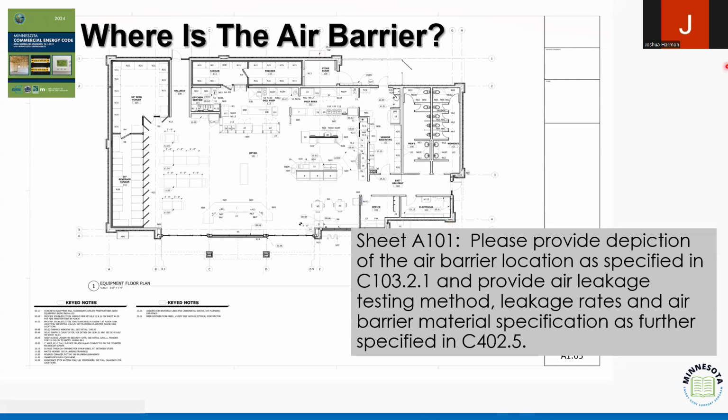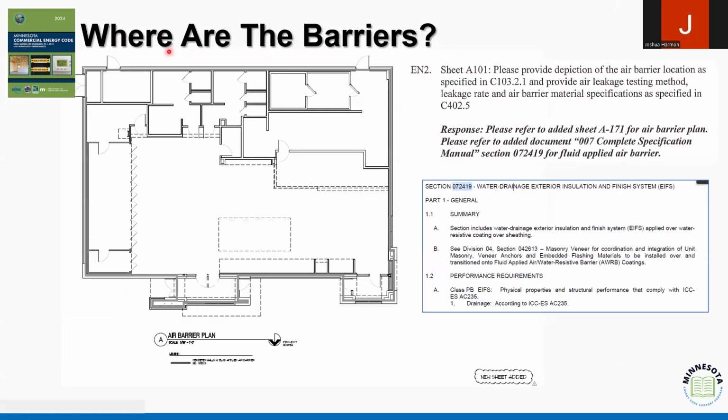I specify further, right? So when this plan went out, and this is why I used that one instead of correcting it to our normal Minnesota specific one, when that comment went out, this was the response. Please refer to the added sheet A171 for the air barrier plan. Please refer to added document 007 complete specification manual, section 072419 for fluid applied air barrier.